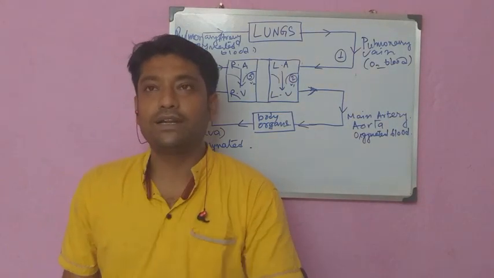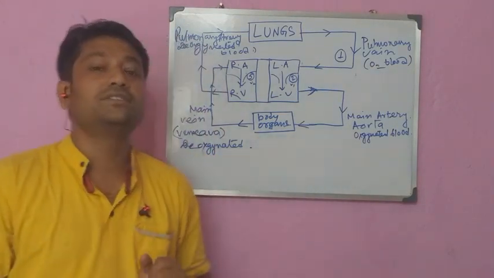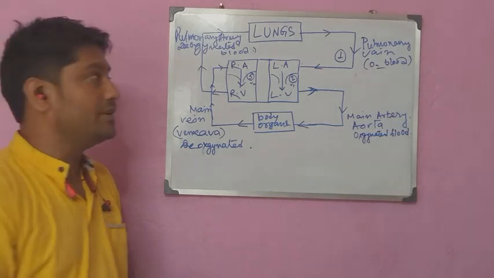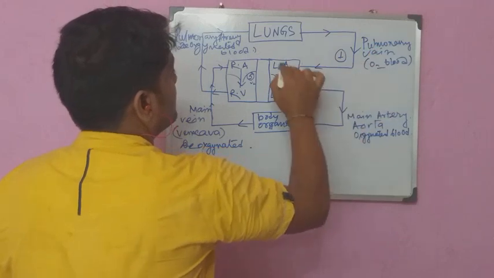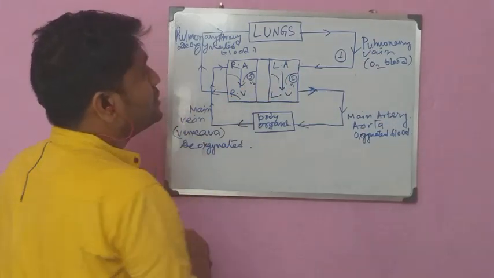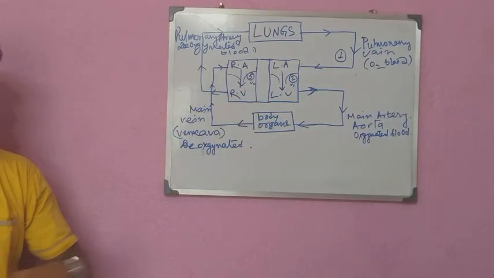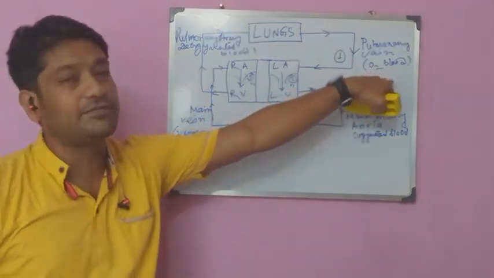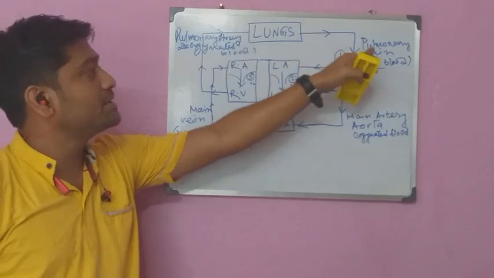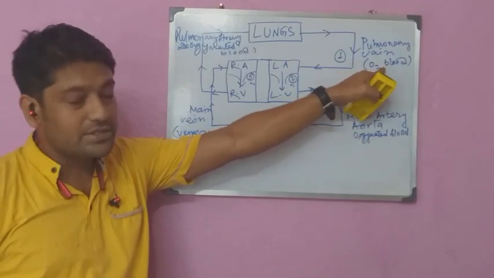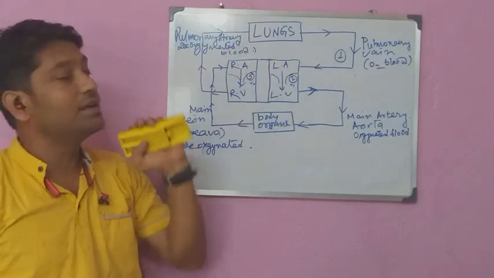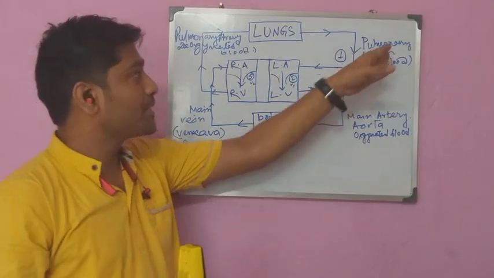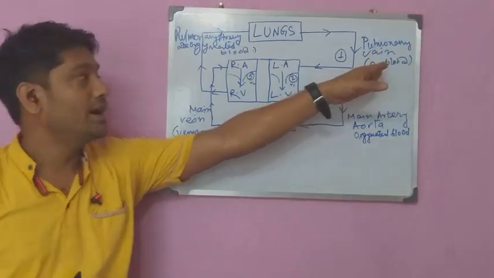Now the process involved in blood circulation. The left atrium receives the oxygenated blood from the lungs via the pulmonary vein. Left atrium receives the oxygenated blood from the lungs, via the pulmonary vein. Understood?